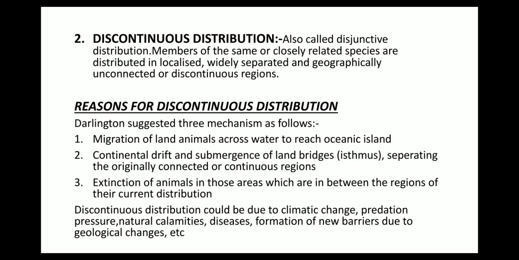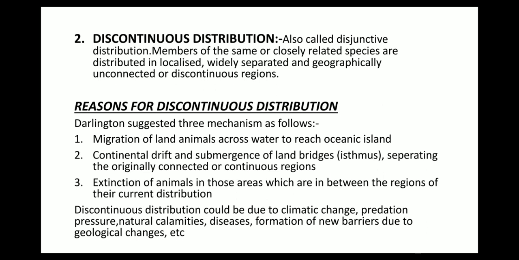Next, discontinuous distribution. It's also called a disjunctive distribution. This is the distribution in which the members of the same or closely related species are distributed in localized, widely separated and geographically unconnected or discontinuous regions. This stands in contrast to the usual continuous distribution in which the members of the same or closely related species or genera are distributed in geographically continuous regions.